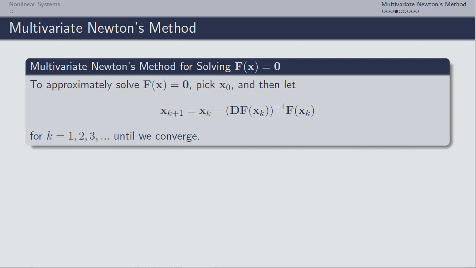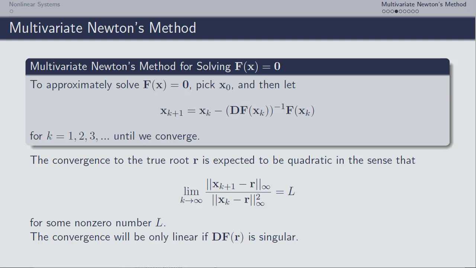Right, so it's the same kind of idea as Newton's method, but it's a vector version of that. And so that's what multivariate Newton's method is, right? We want to solve f of x equals 0. We pick our initial guess x naught, and then xk plus 1 is equal to xk minus the inverse of the Jacobian at xk times f of xk. Right? And we do this until we converge.